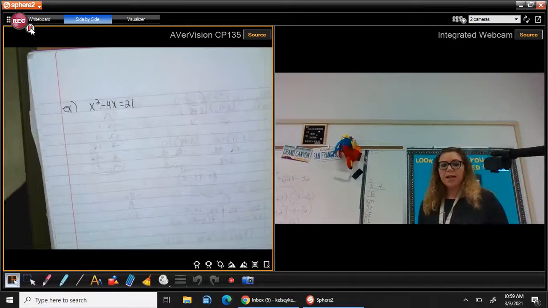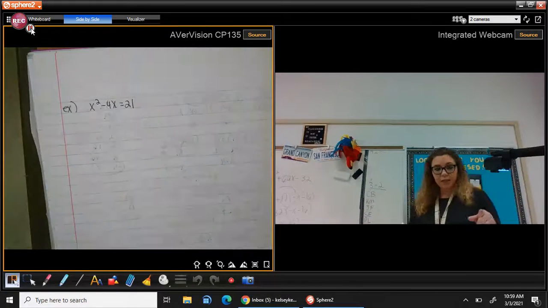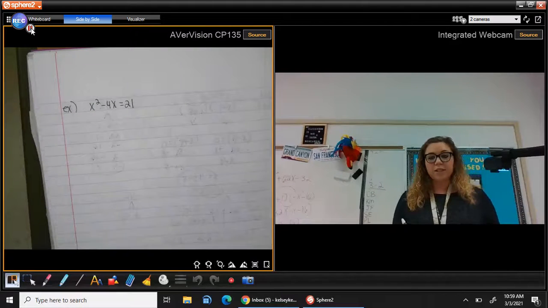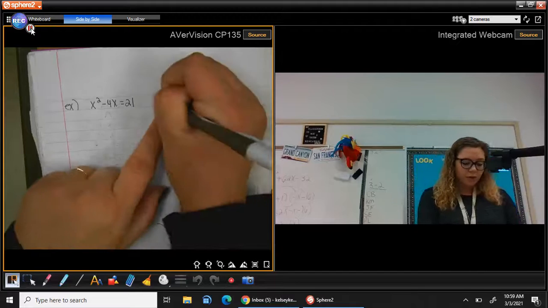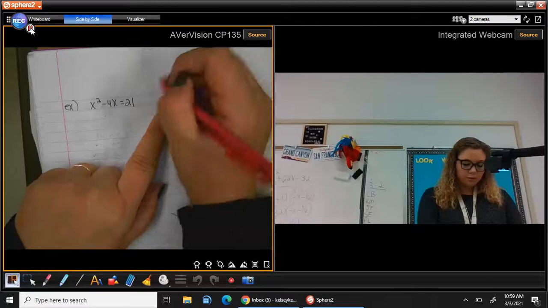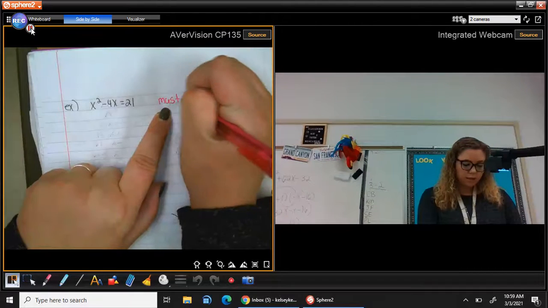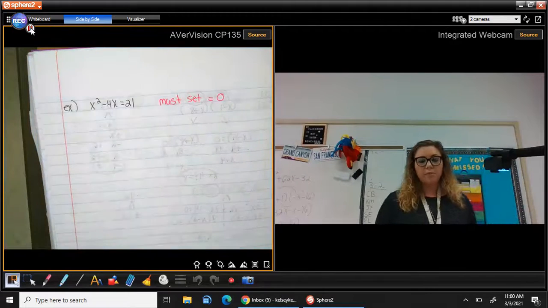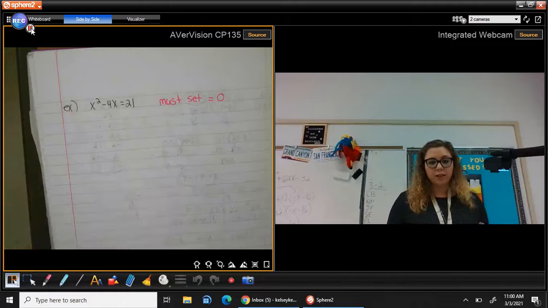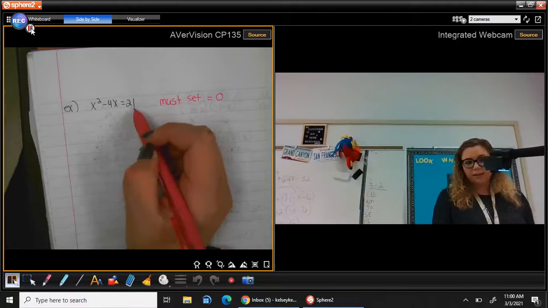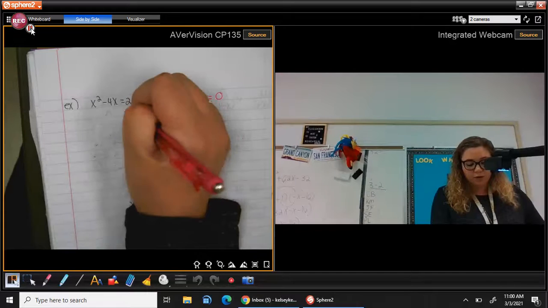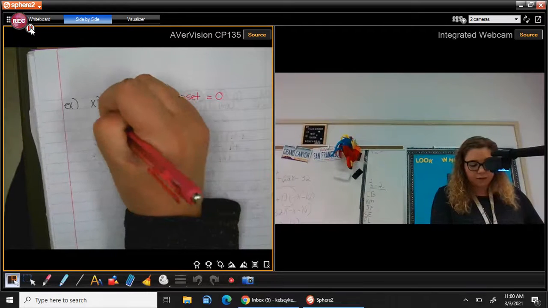we cannot do anything until it is equal to what? Until it's equal to 0. So we must set the equation equal to 0. So to do that, before we can factor it, before we can do anything, we need to make this 0. And how do we make this 0? We have to subtract 21 from both sides.